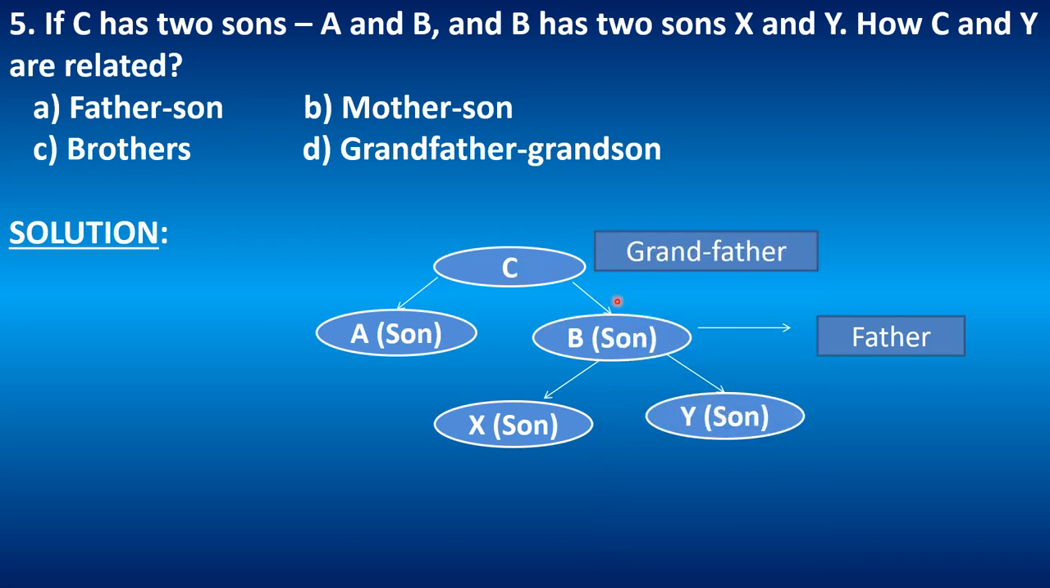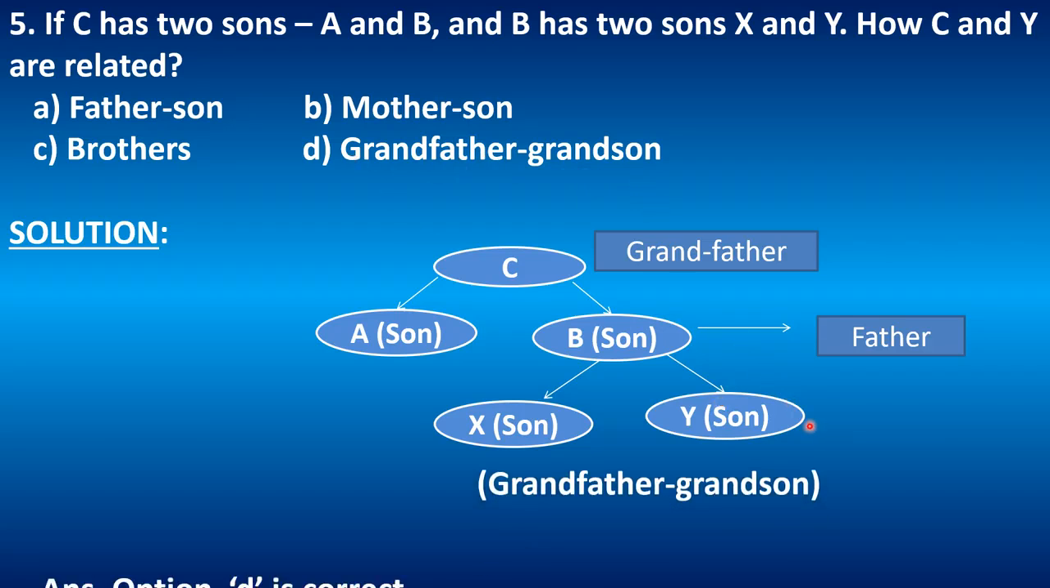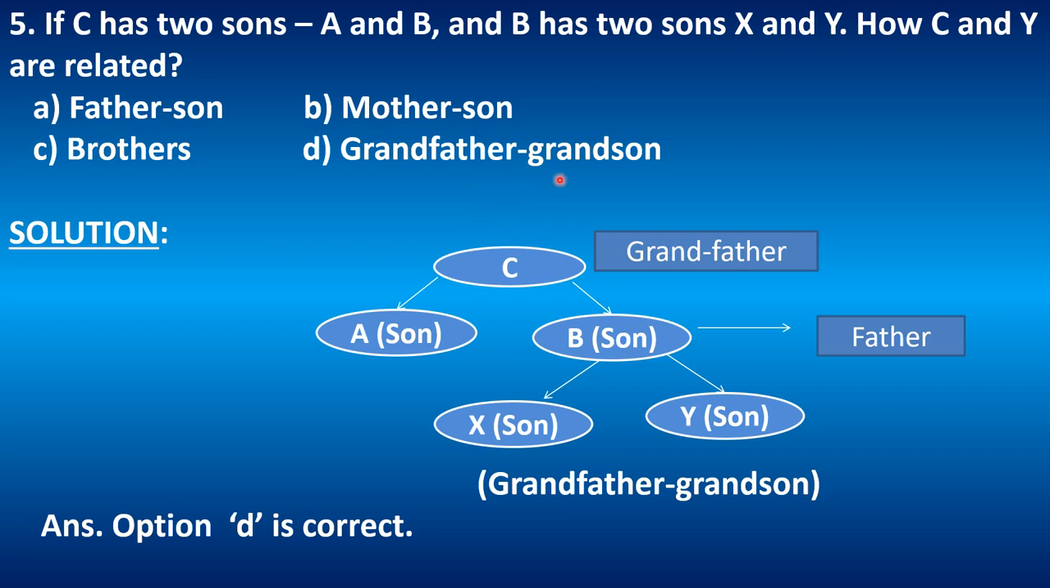ग्रैंडफादर. Okay, so what is the relationship between C and Y? That is grandfather grandson. Understood? So option D is correct.